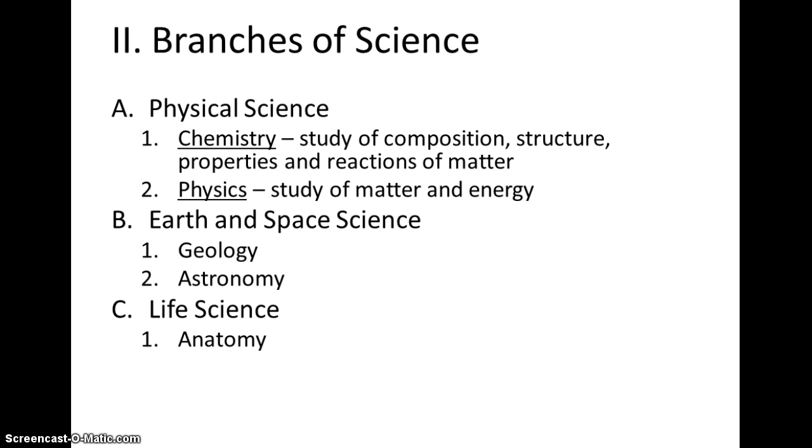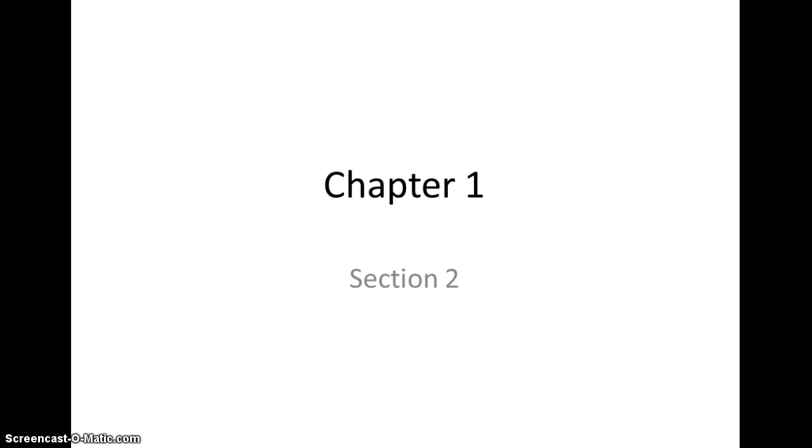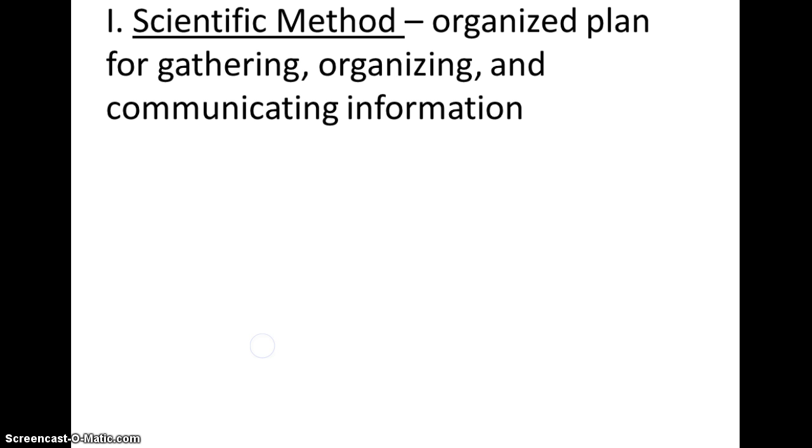Anatomy is the study of your bones and your muscles. Biology is a little bit more diverse. It has the study of animals and plants. You can get a little bit more specific into biology as well. There's also ecology, which is the study of ecosystems. That is it for section 1, so we're going to move on to section 2.